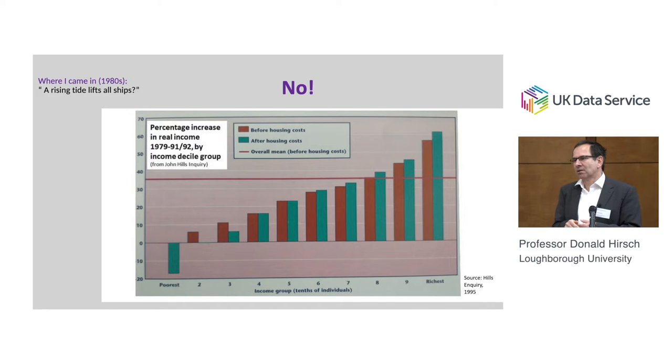And that influenced the new Labour government, who then made a pledge to end child poverty by 2020. 2020 has come and gone, and child poverty is rather high, as I'm going to show you. But a lot was achieved. But I do think that was an important point where data really changed the debate.